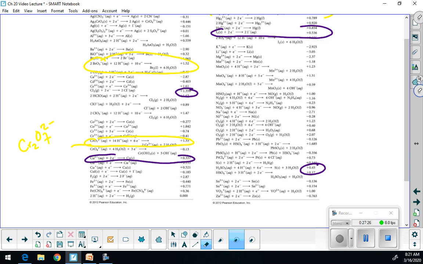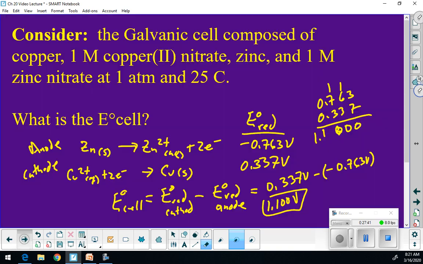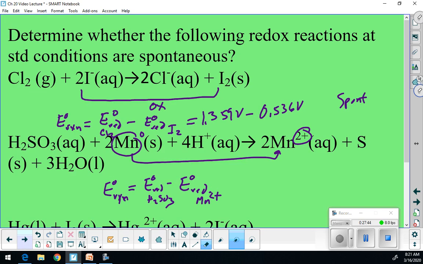0.45 volts, and my manganese 2 is a negative 1.18, right? Negative 1.18. So I have 0.45 volts minus a negative 1.18, and that's going to be greater than 0, so that will be spontaneous.